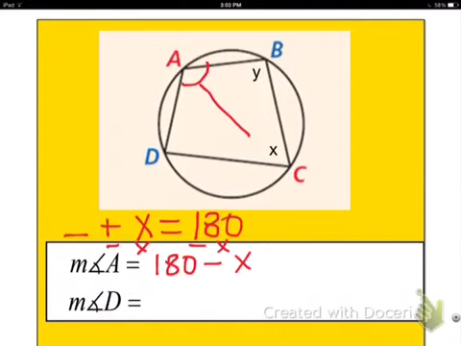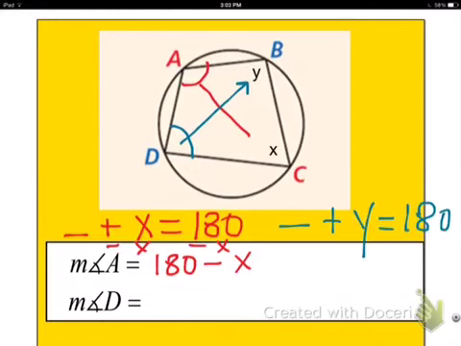Now this question also wants me to find angle D. Well, I notice angle D is across or opposite from angle B. I know that they're also supplementary. So I know angle D plus angle B, which is represented by Y, equals 180 because they're supplementary. So to find angle D, I need to subtract Y from both sides. But again, I can't subtract 180 and Y. So angle D has to be 180 minus whatever Y is.